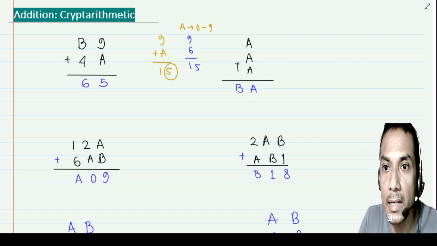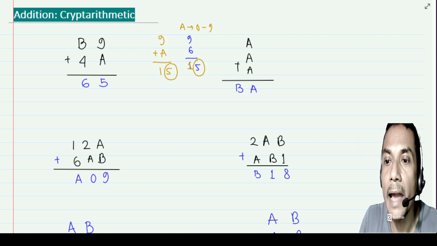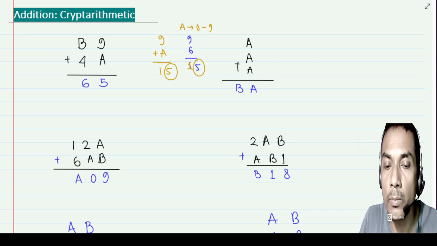That is the reason I consider 15 here, because there is always a carry forward of 1. You must remember, the carry forward of an addition is always 1, not more than that. Clear? So we get 5 here by considering A as 6.